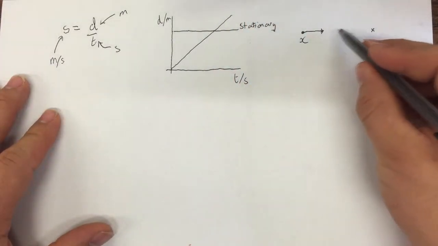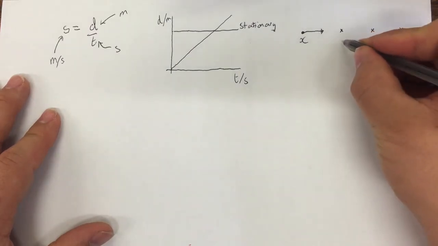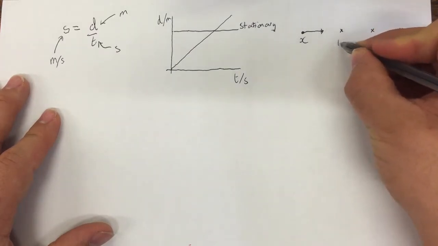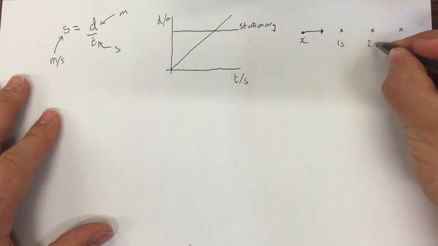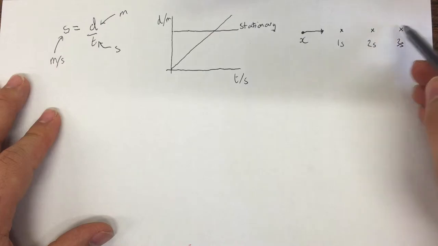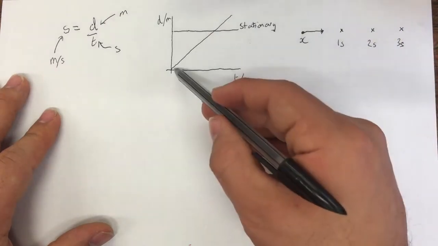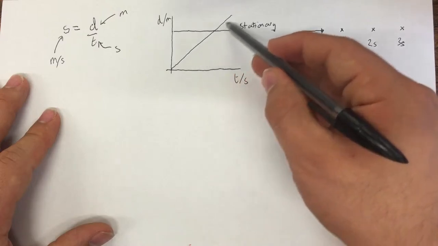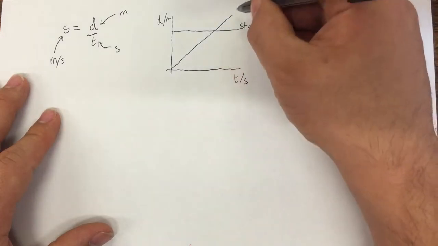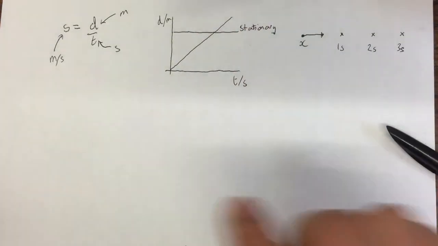Now, you can see that these x's that I've drawn, if you imagine each of these represents a second, so this is 1 second, and there's another second, and there's another second, you can see the distance that they've moved is roughly the same each time. So this object is travelling at constant speed. So this line here, a straight diagonal line, represents constant speed.